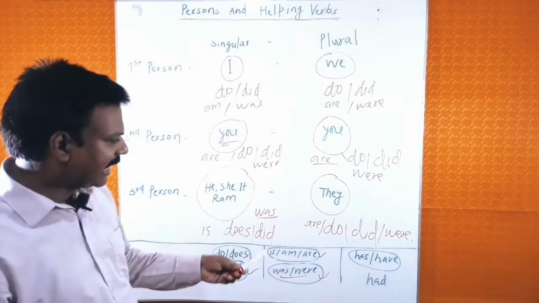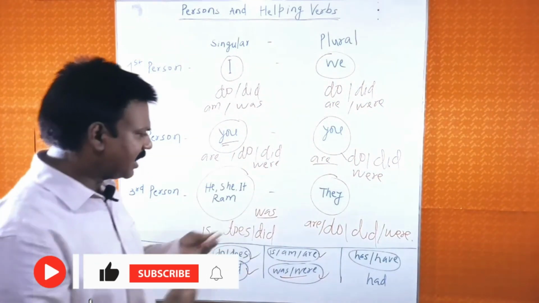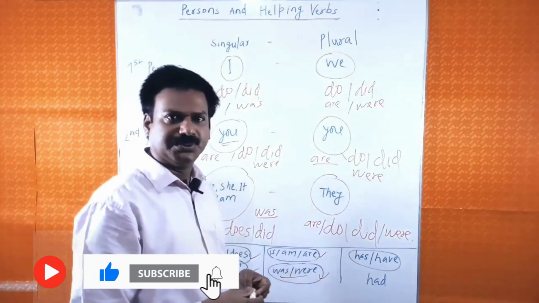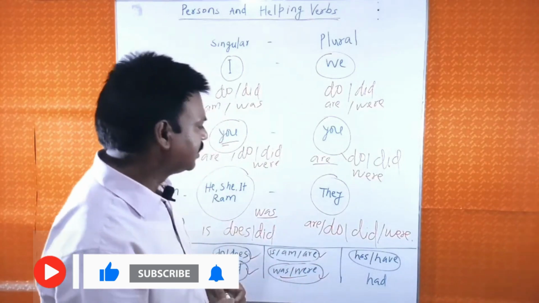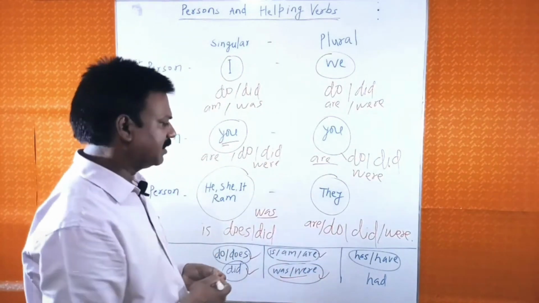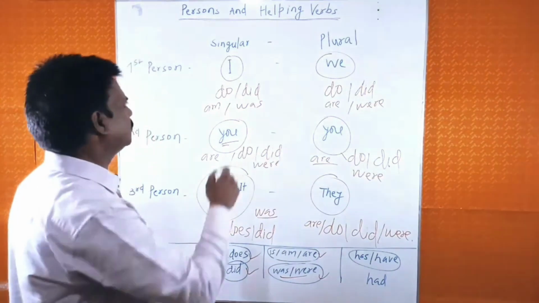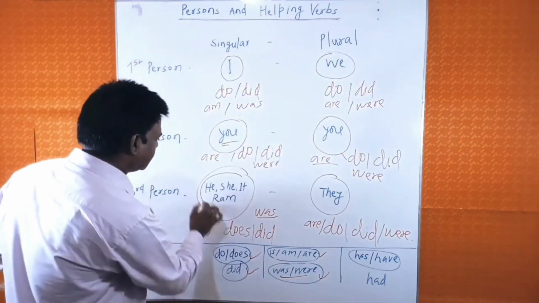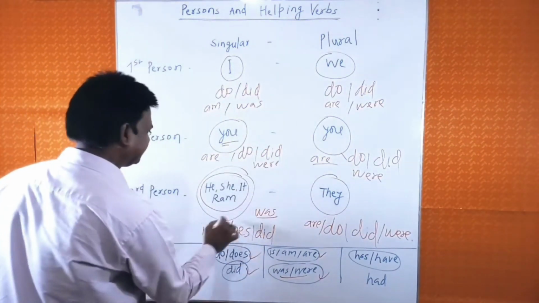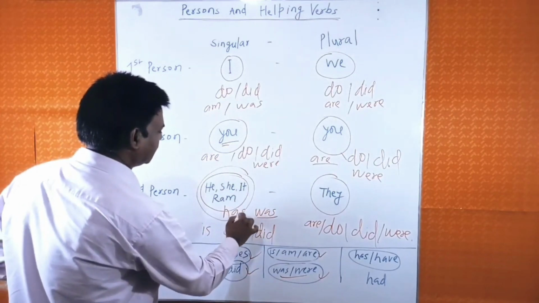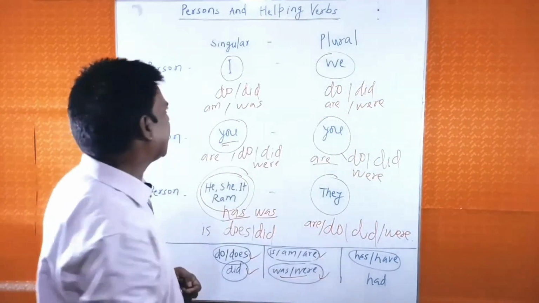Next we have has and have. Sometimes we get confused. अक्सर बच्चे confused होते हैं, कहाँ पे has लगाऊं, कहाँ पे have लगाऊं. For that I will tell you: only the third person singular number takes has. Rest of all we use have.